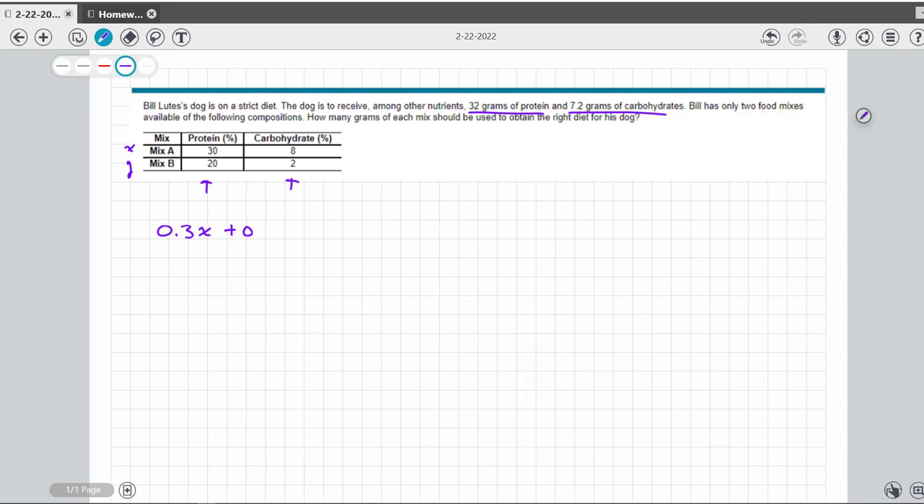0.3x plus 0.2y, that's 30% and 20%, has to equal 32. And then my carbohydrates, again, that being in percent, we'll change it to decimal, 0.08x plus 0.02y has to equal 7.2 grams. And so these are my system of equations that I have to solve.